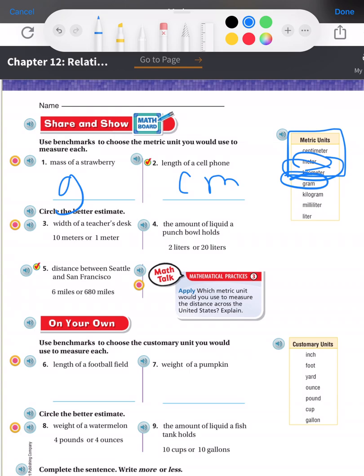Width of a teacher's desk, 10 meters or a meter. I don't have a 10-meter desk. That'd be a very long desk. I would probably say a meter would be a better estimate. Because remember, a meter is about the width of a door, and a teacher's desk might fit through the door. I don't know, but definitely meters is your better estimate.